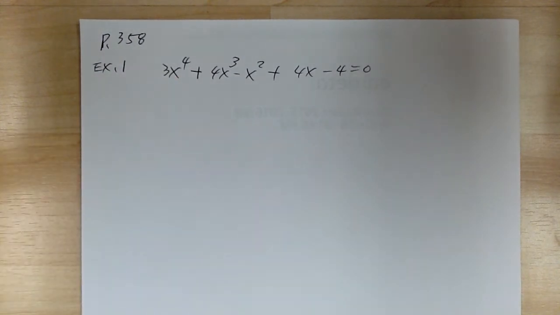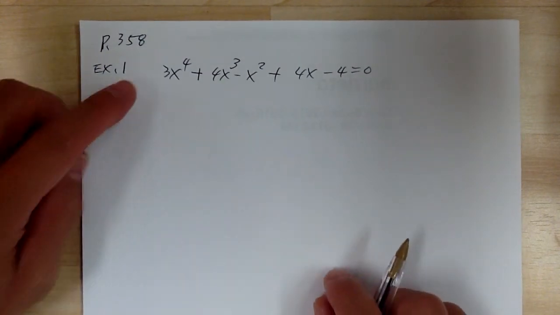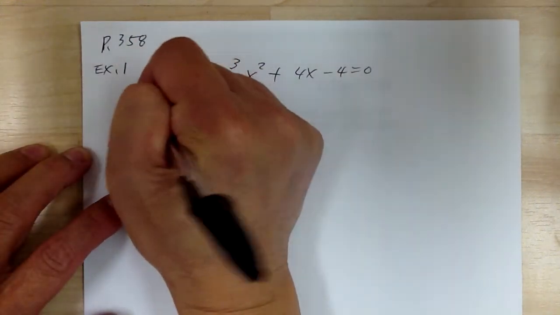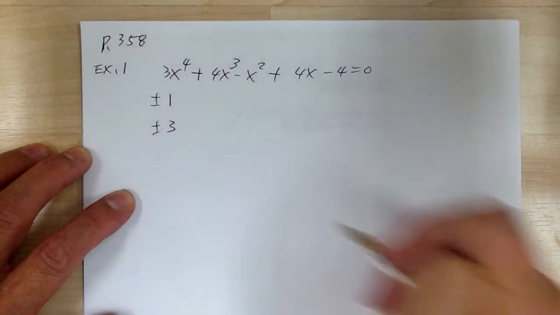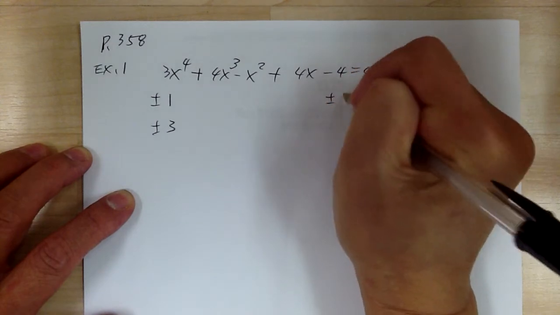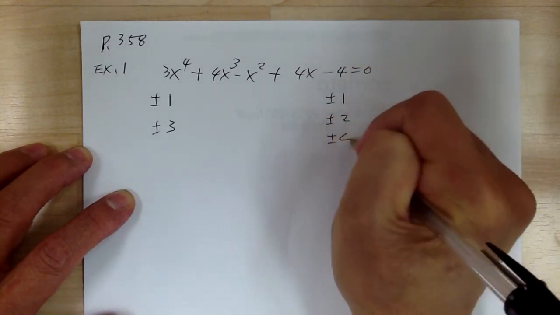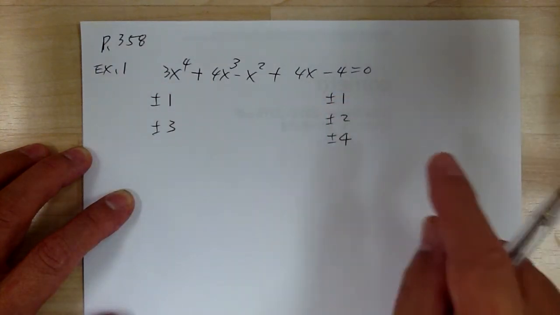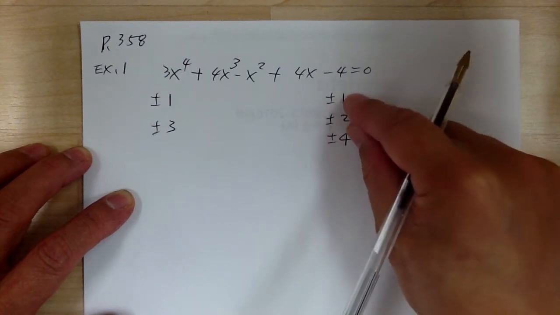So this is what you're going to do. In order to use synthetic division, you need to know what number to try. Right now they don't give you any clue, so you need to find a way to narrow down the list. The way you do that is you find the factors of the first number, so plus or minus 1, plus or minus 3. Then you find the factors of the last number, so plus or minus 1, plus or minus 2, plus or minus 4. Then you find all the combinations of these over these.